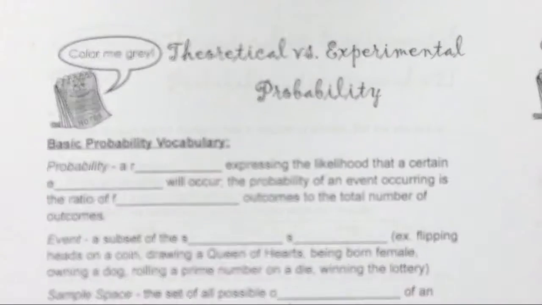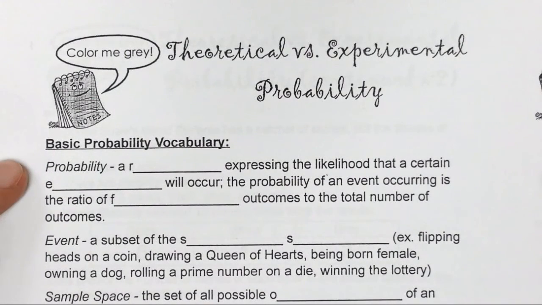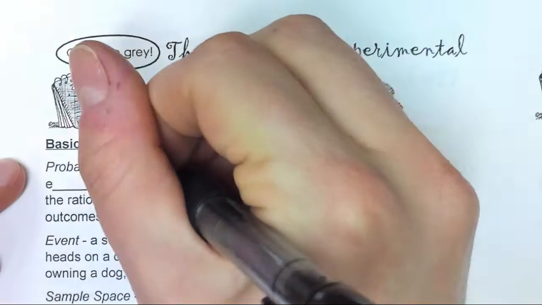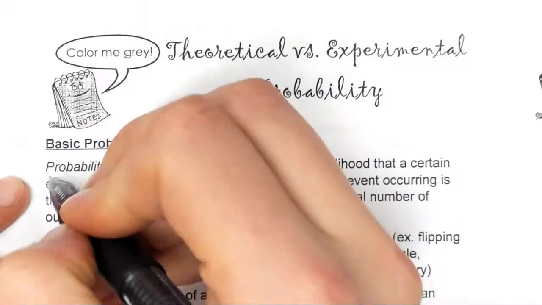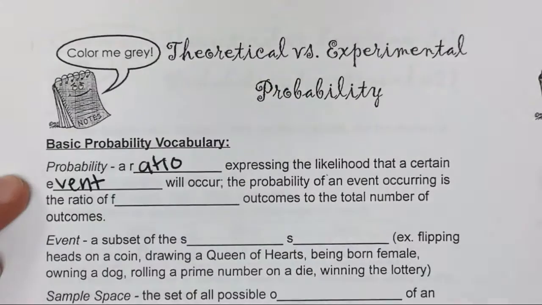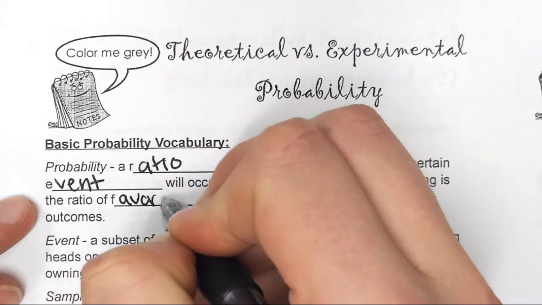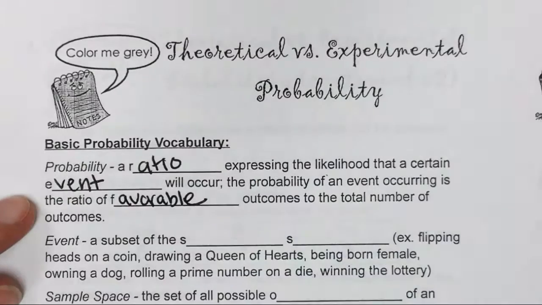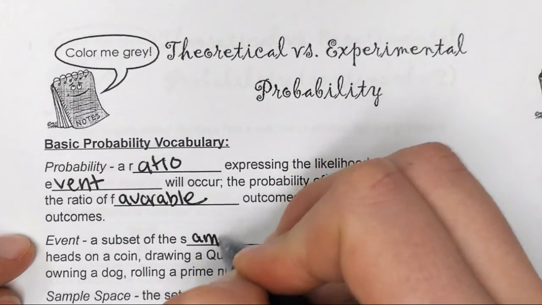In today's video, we're going to do an introduction to theoretical versus experimental probability. So the probability is a ratio expressing the likelihood that a certain event will occur. The probability of an event occurring is the ratio of favorable outcomes to the total number of outcomes. An event is a subset of the sample space.